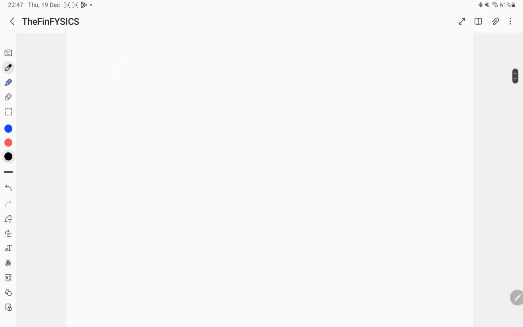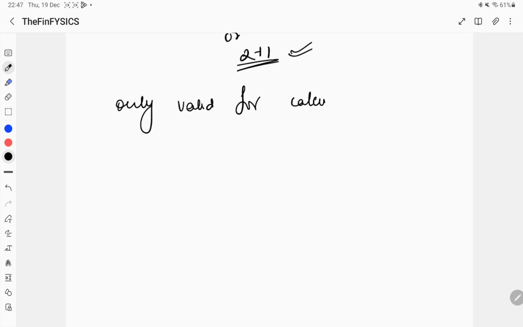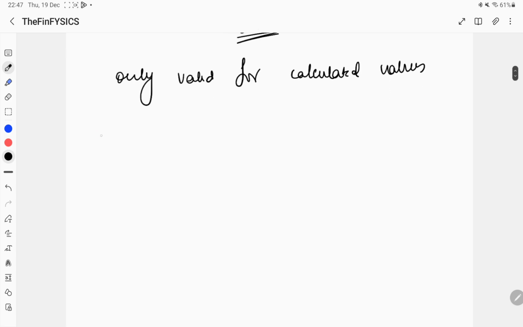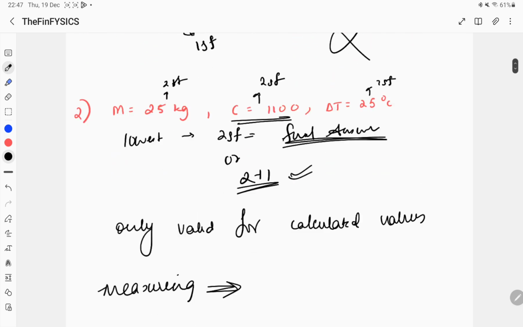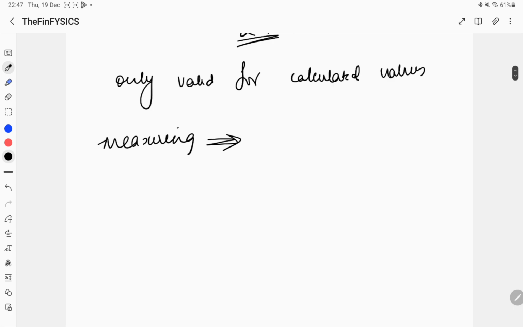But remember, this rule is only valid for calculated values. If you are measuring, let's assume in paper 5 or paper 6, it is very common where they tell you to record or to measure, if you are measuring any quantity, then this rule is not valid. Then you will go with the precision of the instrument.